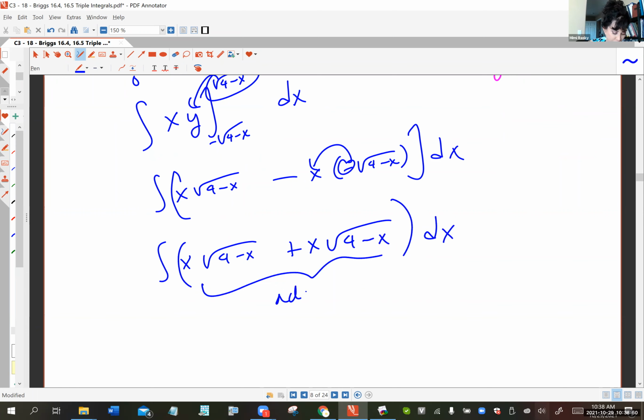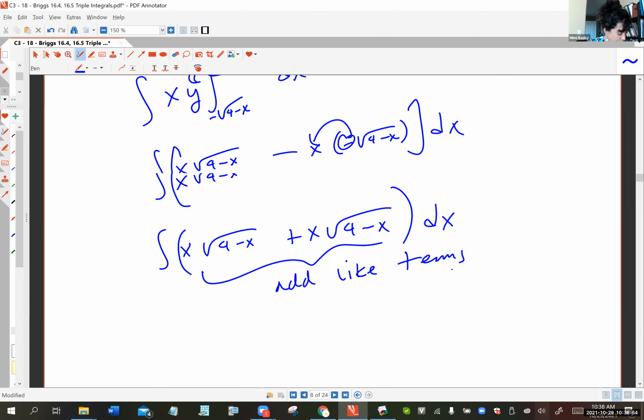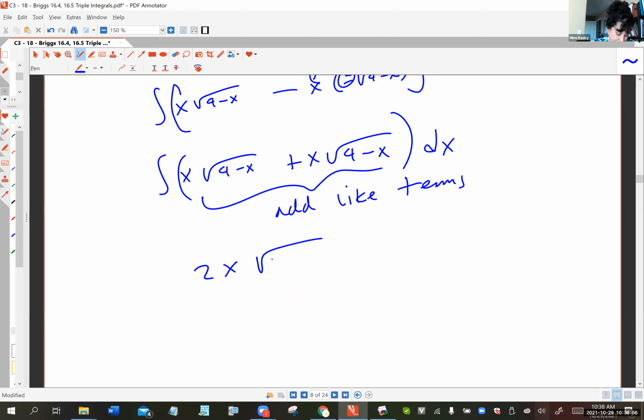Now let's add like terms. We have 1 apple plus 1 apple, and that's going to give us 2 apples. Now, you don't need trig sub for this integral. This is a change of variables integral.